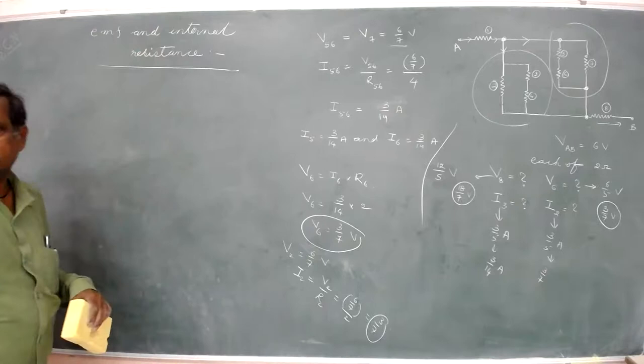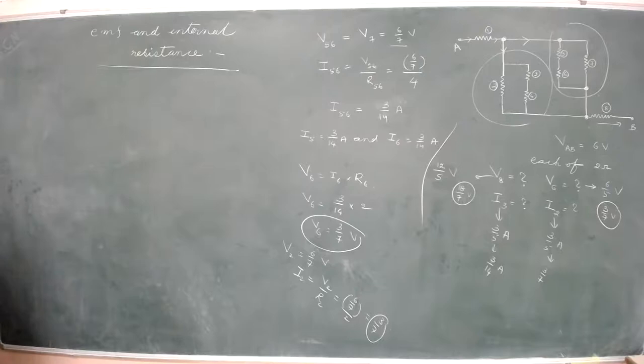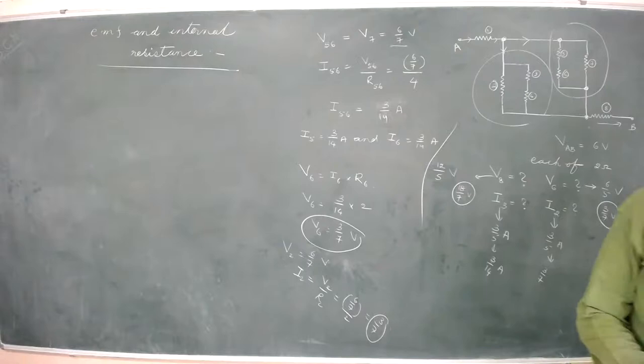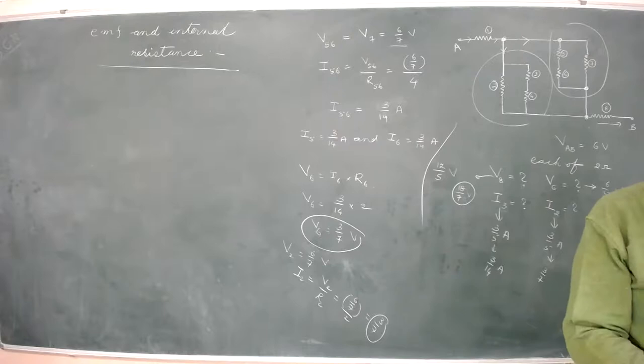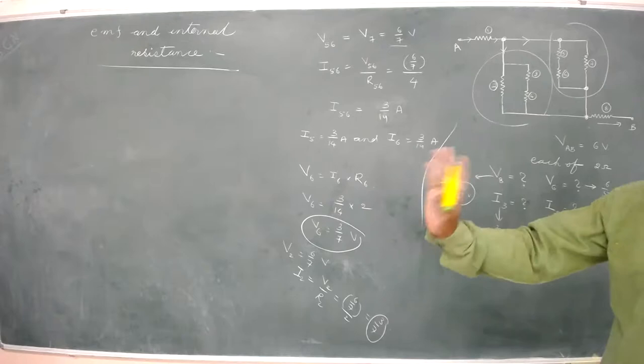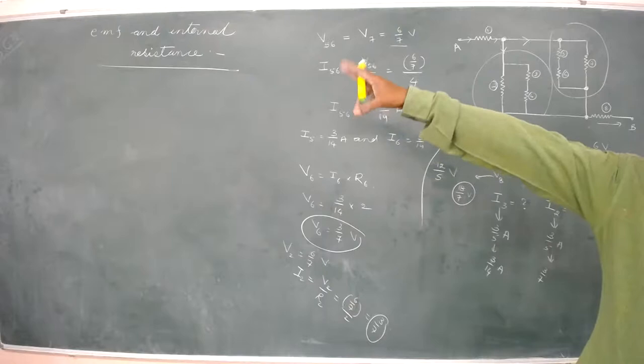Electromotive force and internal resistance. These two things are related to cells. And the series combination and parallel combination of cells that we are going to discuss will depend upon these two.